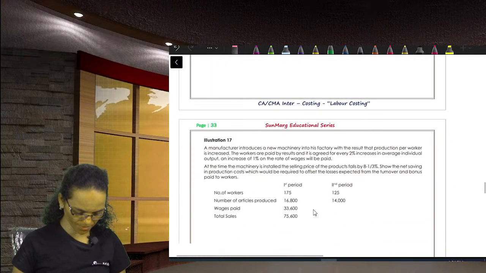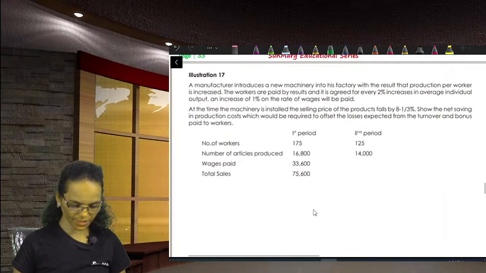Okay, we go to the next problem. 17th problem.